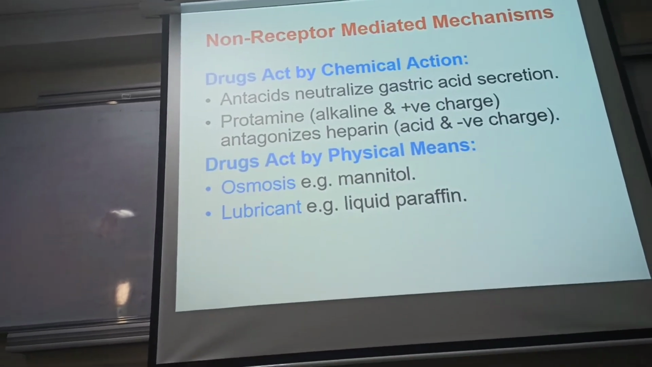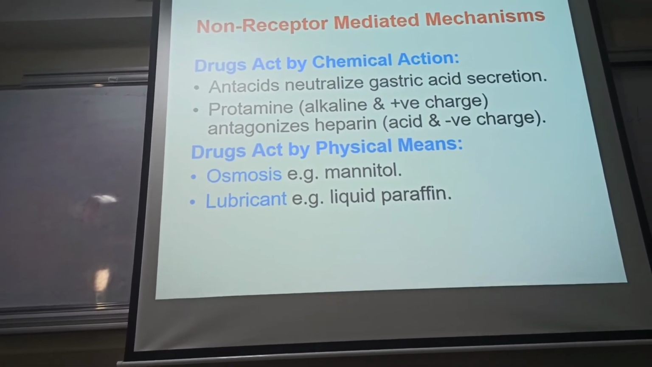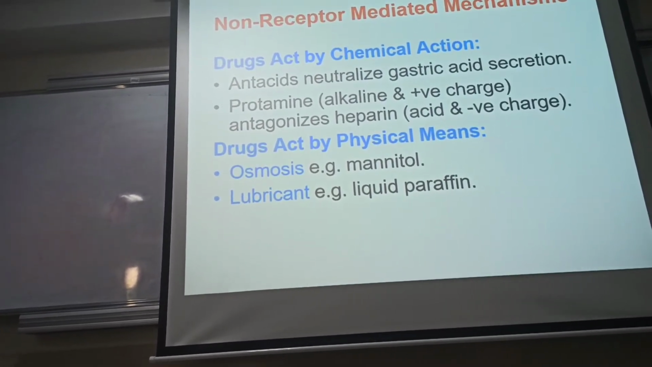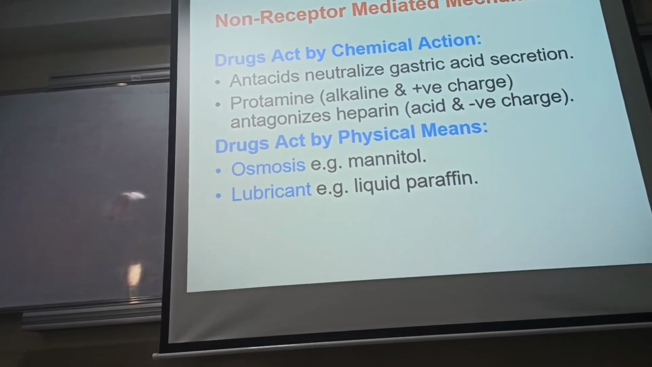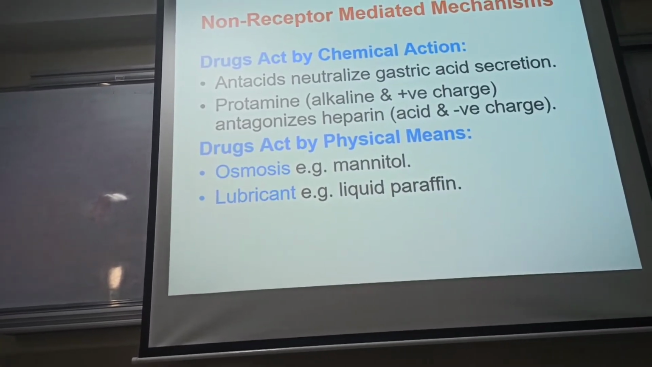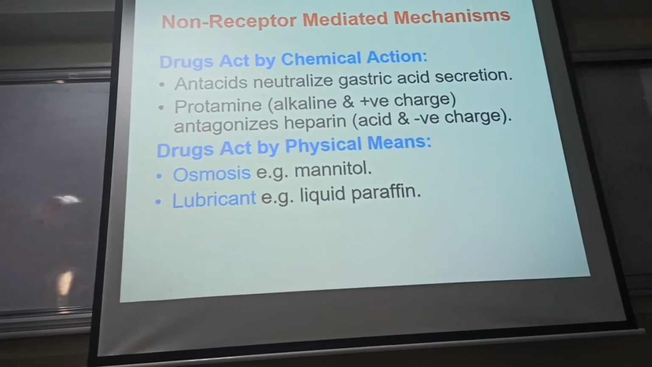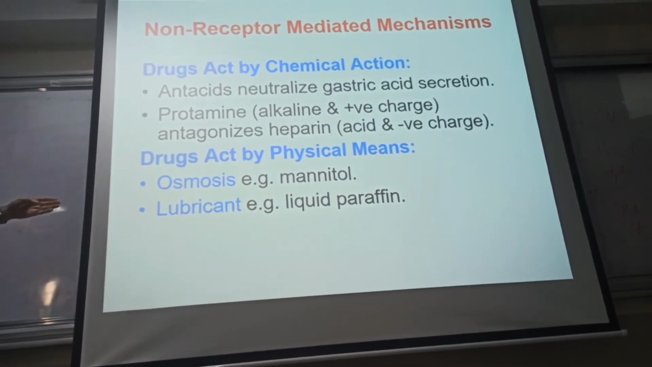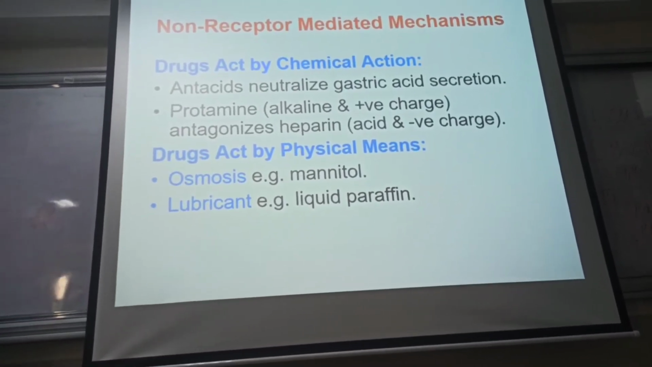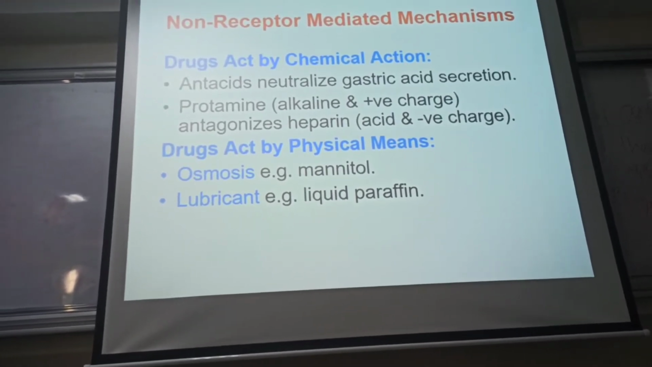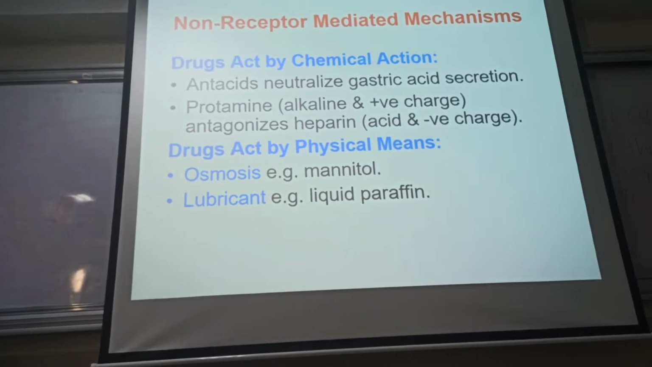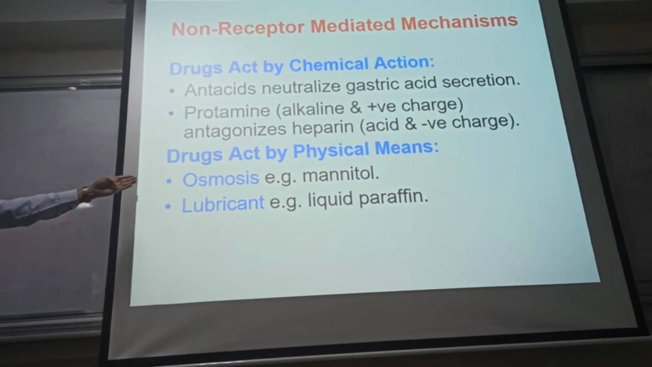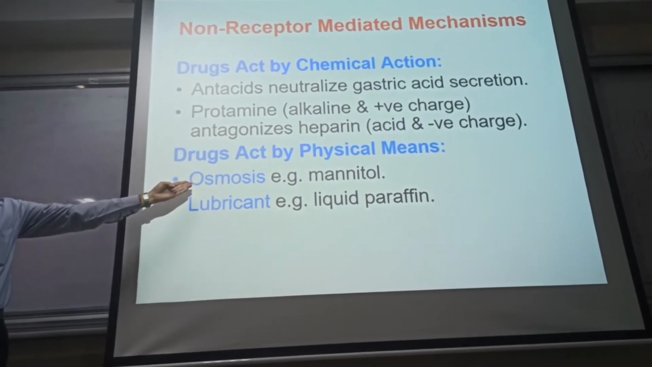Another example is protamine. Protamine is a protein that antagonizes heparin. It can make a complex with heparin and neutralize the heparin. So there is no receptor. Sometimes we have physical means for the drug. Mannitol is an osmotic diuretic. It increases the volume of urine. But the mechanism is osmosis, and there is no receptor.